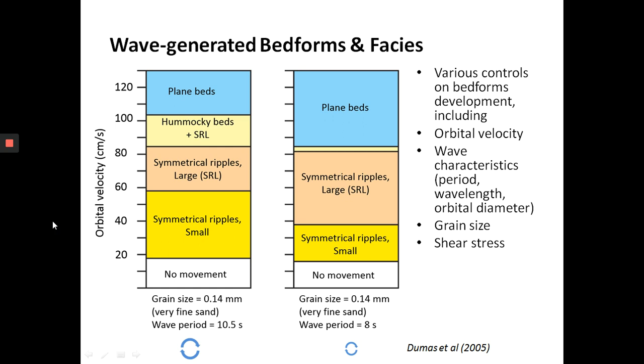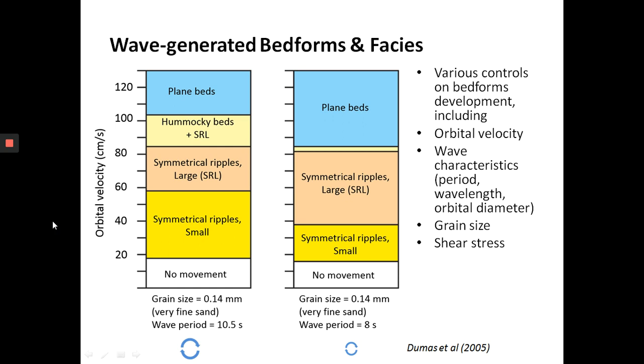Okay. So I need to admit here that the concept of a relationship between bedforms and velocity is simplistic. It's very simple, right? In reality, it's very complicated. It's not just flow velocity that controls the development of bedforms. It's not just flow velocity and grain size. Other factors also control the development of bedforms.